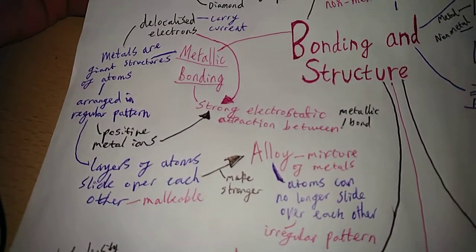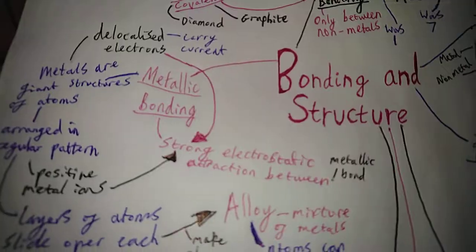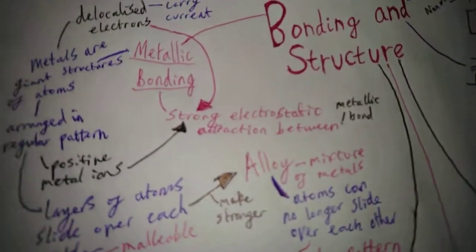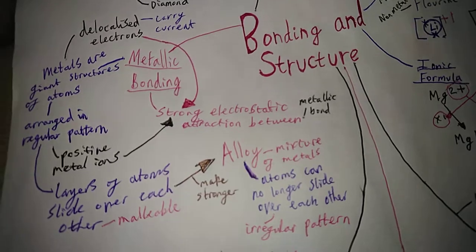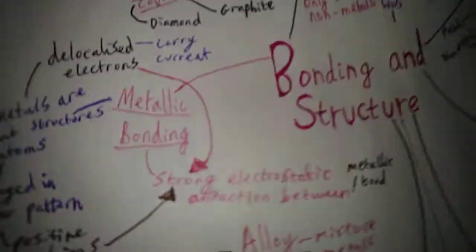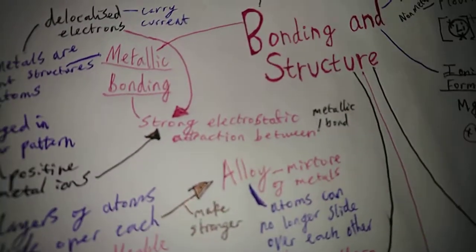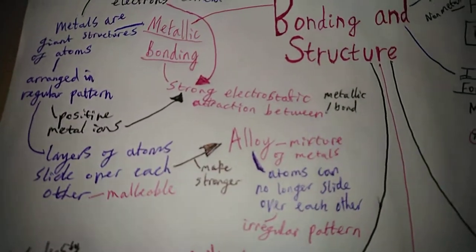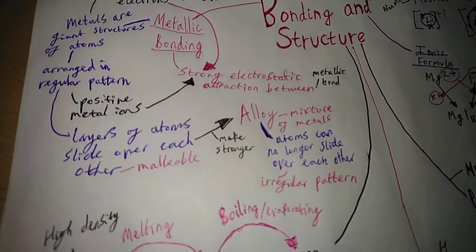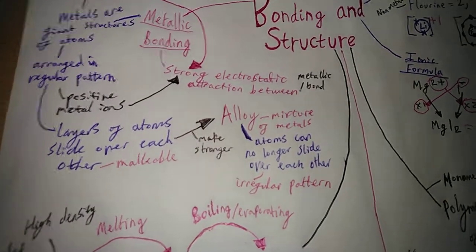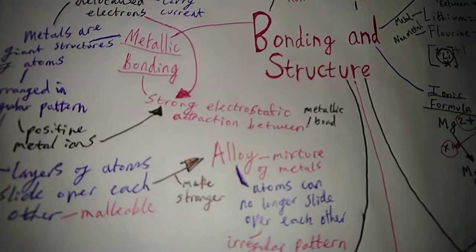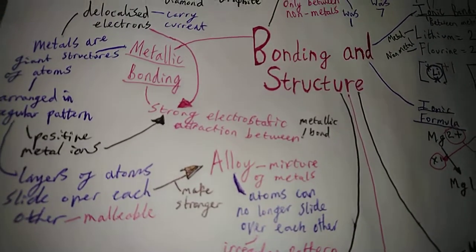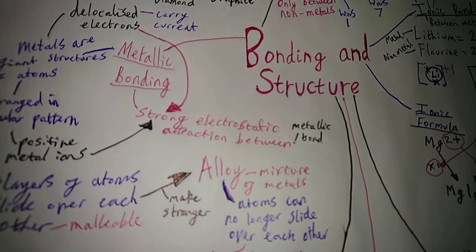Our next type of bonding is metallic bonding, which takes place between metals. So what are metals? Metals are giant structures of atoms with delocalized electrons, which means they can carry a current, which means an electric charge. Metal atoms are arranged in a regular pattern with positive metal ions, where there is a strong electrostatic attraction between them, which is a metallic bond.